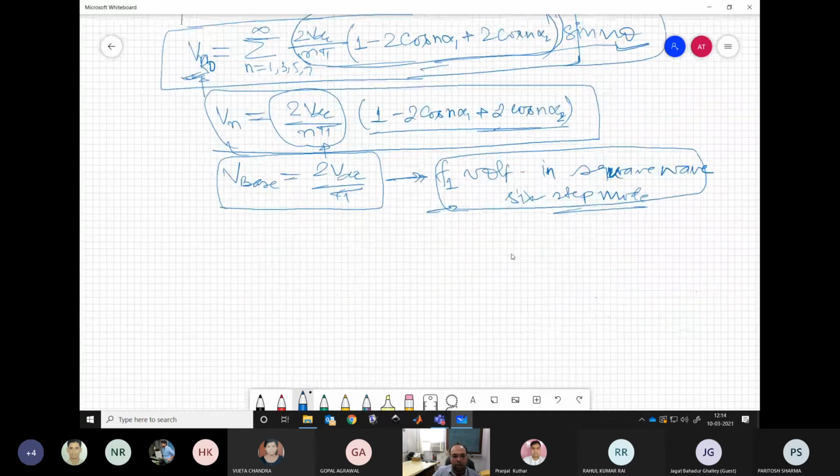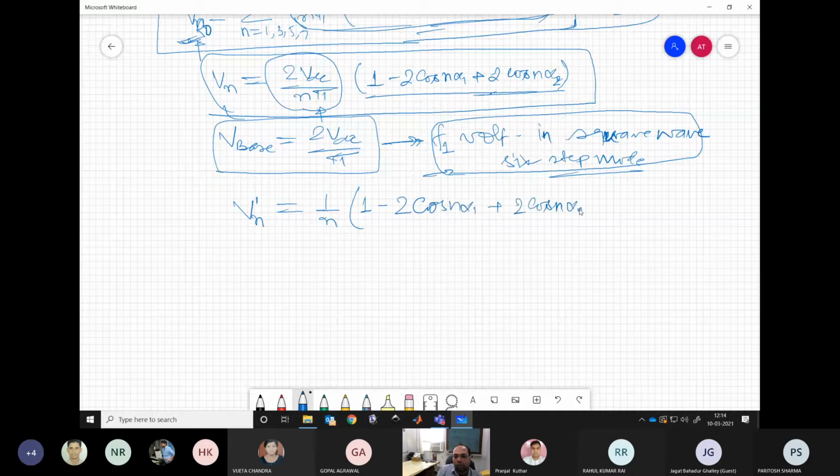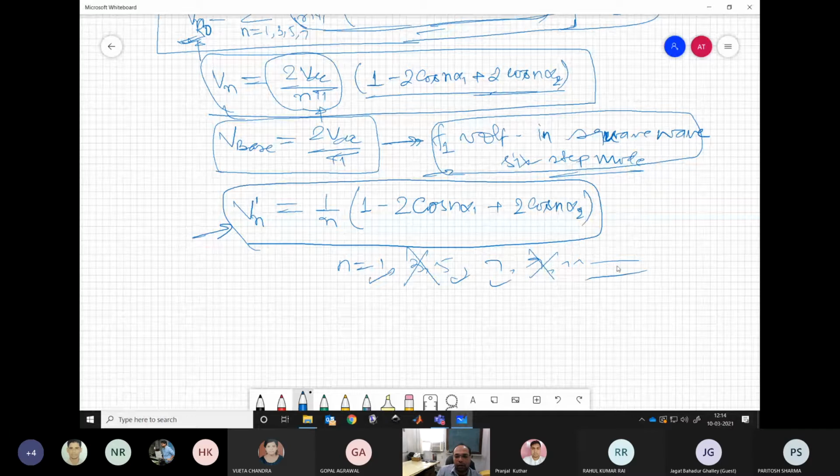So then if we take this as base, we can normalize our harmonic voltages. Let's say I write prime here. So this is nothing but 1 by n times of 1 minus 2 cos n alpha 1 plus 2 cos n alpha 2. This is our normalized voltage, for any harmonic order. So here n could be 1, 3, 5, 7, 9, 11, anything. But 3, 9, these things we are not interested in. So 1, 5, 7 and so on we will analyze.